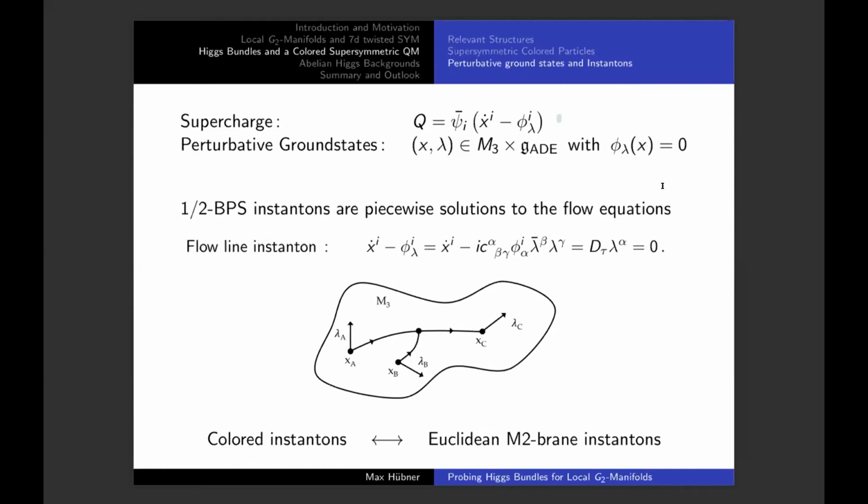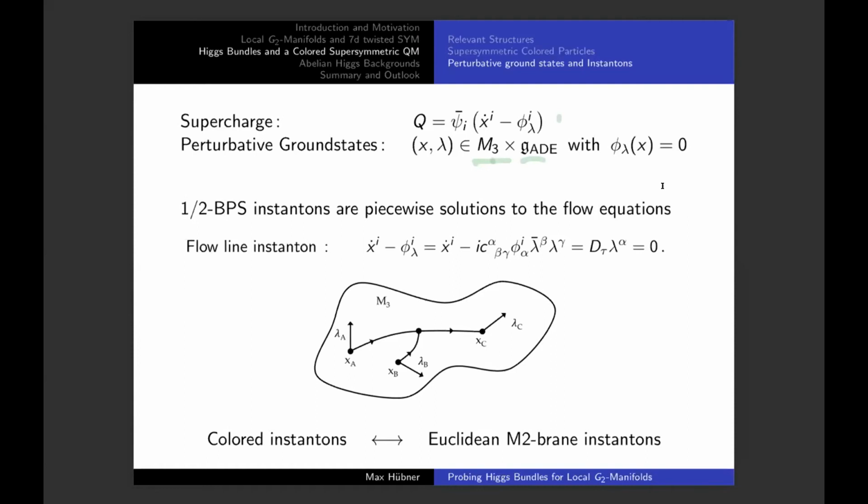So we find that they are labeled by pairs, x and lambda, which are points in M3 and Lie algebra generators in the Lie algebra, such that phi lambda of x vanishes. So one can think of the color vector lambda as specifying a linear combination of two spheres in the ALE geometry, and the points x as telling you where this combination of two spheres collapses.